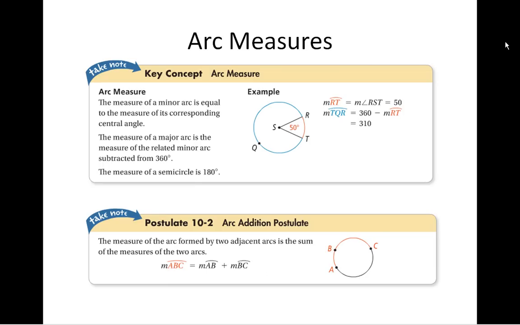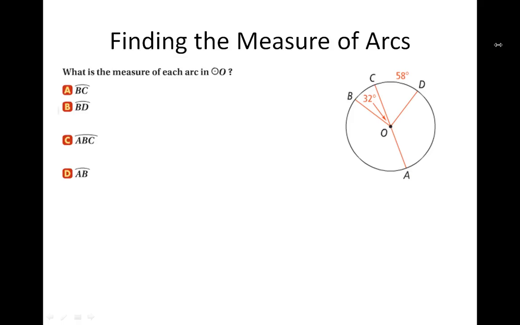If we find the measure of each of these arcs, if we start with arc BC, we're told that this central angle is 32, so that arc's going to have the same measure, so it's also 32. For BD, that's BC plus CD. BC we know is 32. CD we're told is 58. So we do 32 plus 58, and we get a measure of 90.